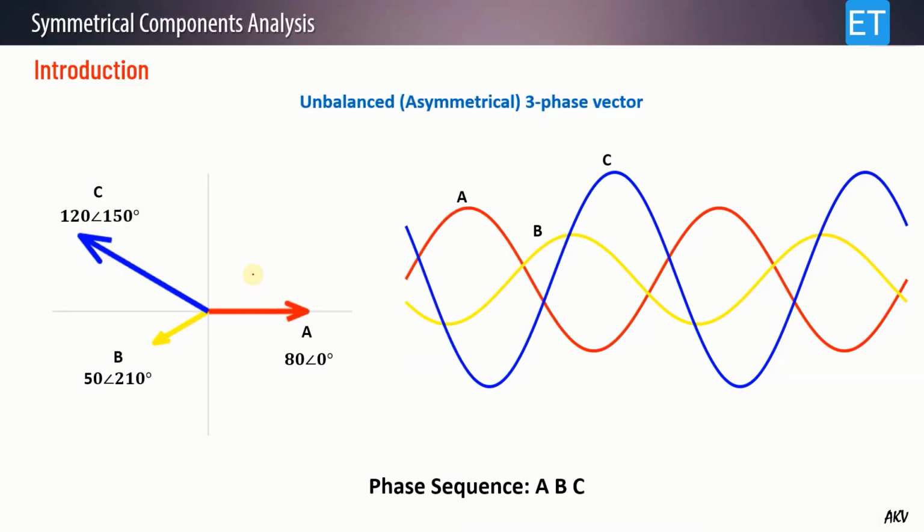And this is the example of an unbalanced or asymmetrical three-phase voltage or current vector, where the magnitudes are not the same. Here you can see 80, 120, and 50, and the angles between them are also not the same, if you compare this with the previous example. These are the sinusoidal waves corresponding to these vectors, and here the phase sequence is ABC: first red, then yellow, and then blue. So this is how balanced and unbalanced voltage or current vectors look.